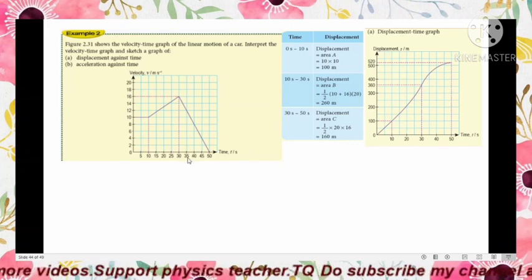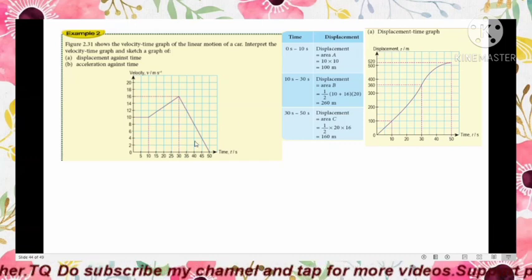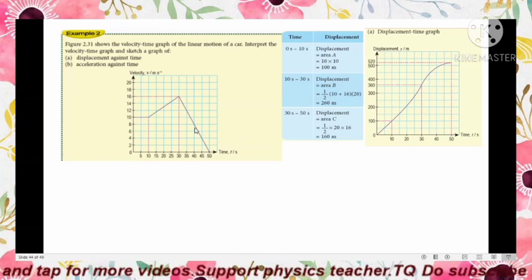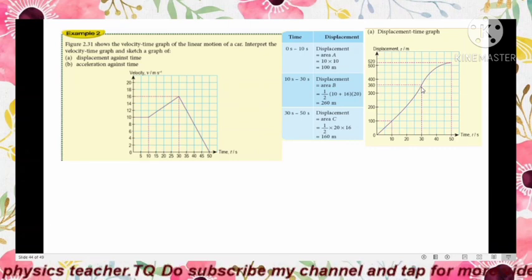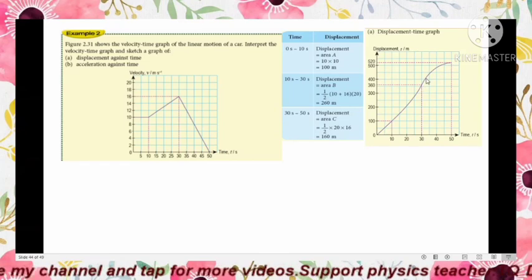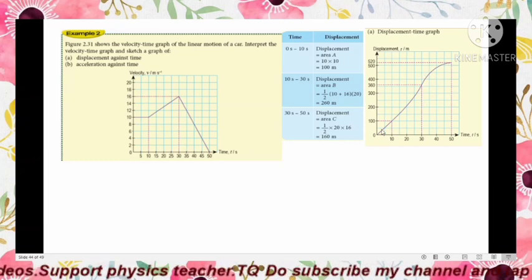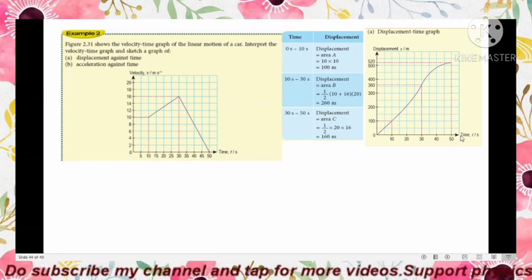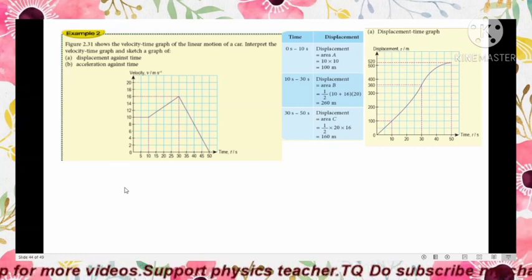Okay, and then for 30 to 50 here, negative gradient or velocity decreases with time. So gradient decreases will give a curved graph also, but a curved graph upwards. Okay, curve upwards, the graph. So you must be able to relate the type of motion to the shape of the graph for displacement time graph and velocity time graph in order to solve problem for part A.